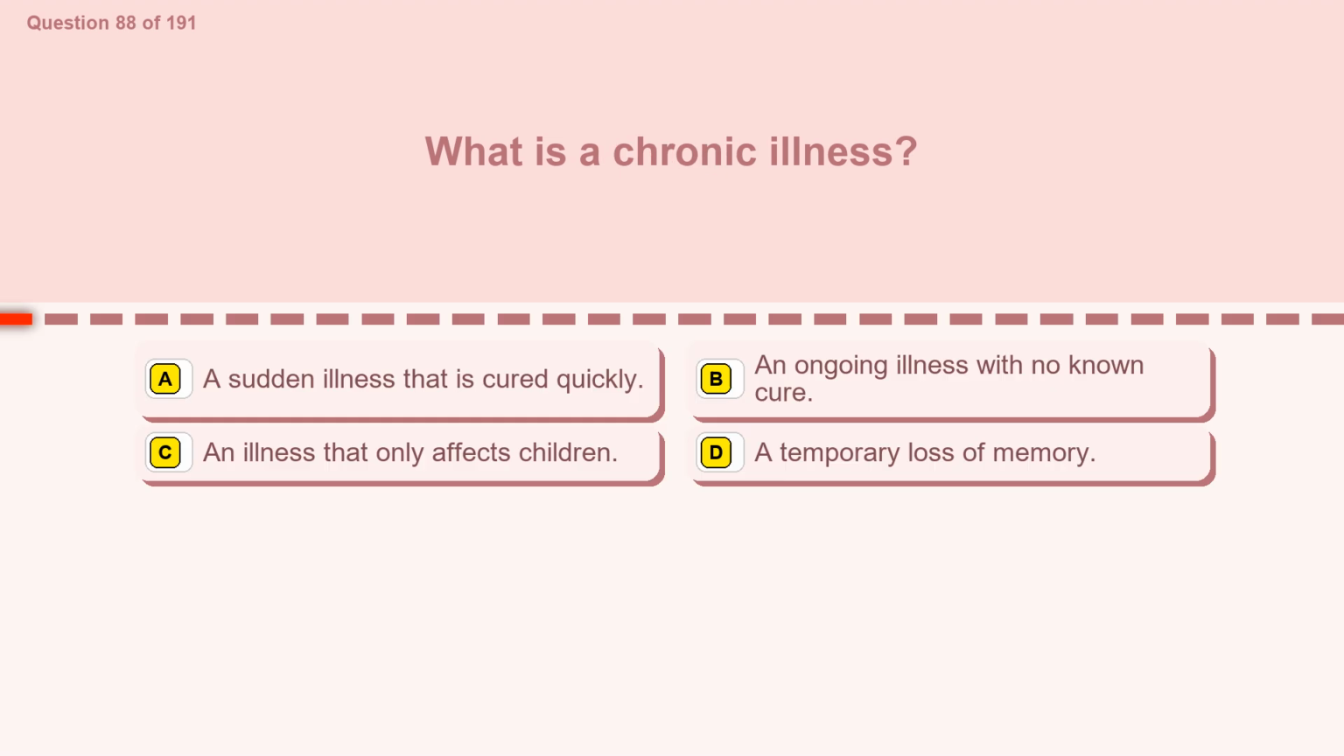Question 88. What is a chronic illness? Option A. A sudden illness that is cured quickly. Option B. An ongoing illness with no known cure. Option C. An illness that only affects children. Option D. A temporary loss of memory.